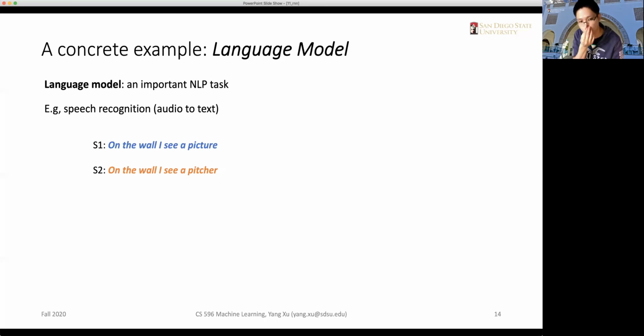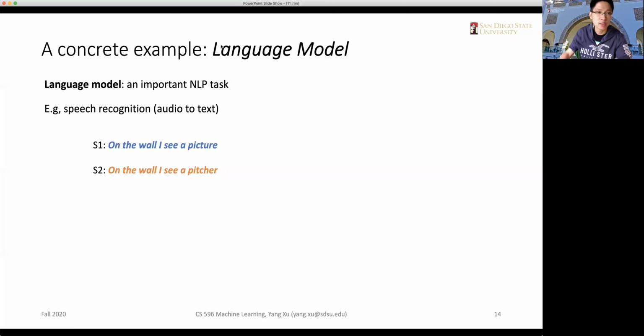For example, in this two-sentence example, the above one: on the wall, I see a picture, right? And the second one sounds very similar to the first one. On the wall, I see a picture, okay? But that doesn't make sense, right? That is less likely than the first sentence, because in most cases, if we look at a wall, we'll see a picture, not a picture hanging over there, right?